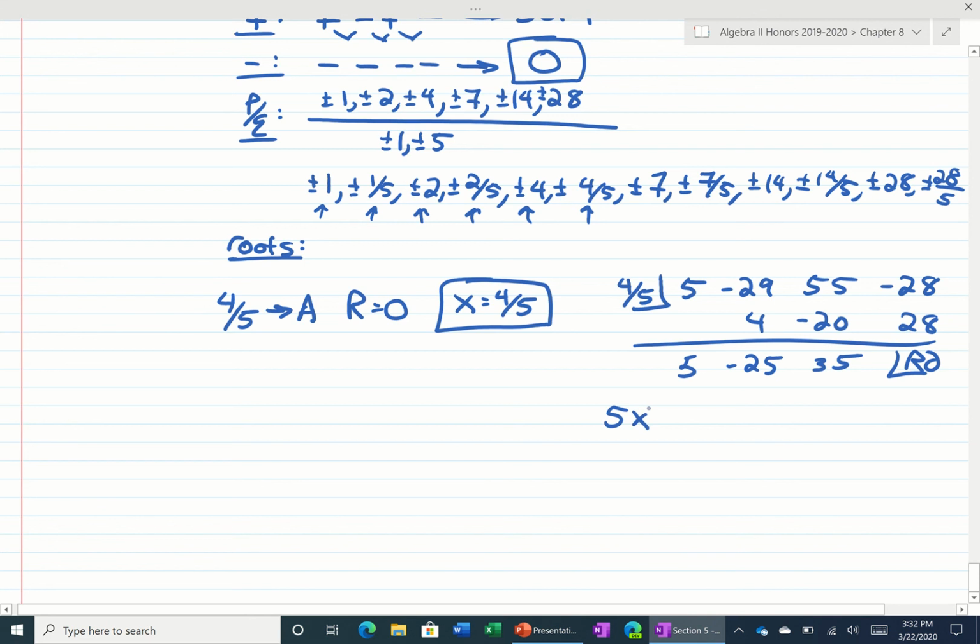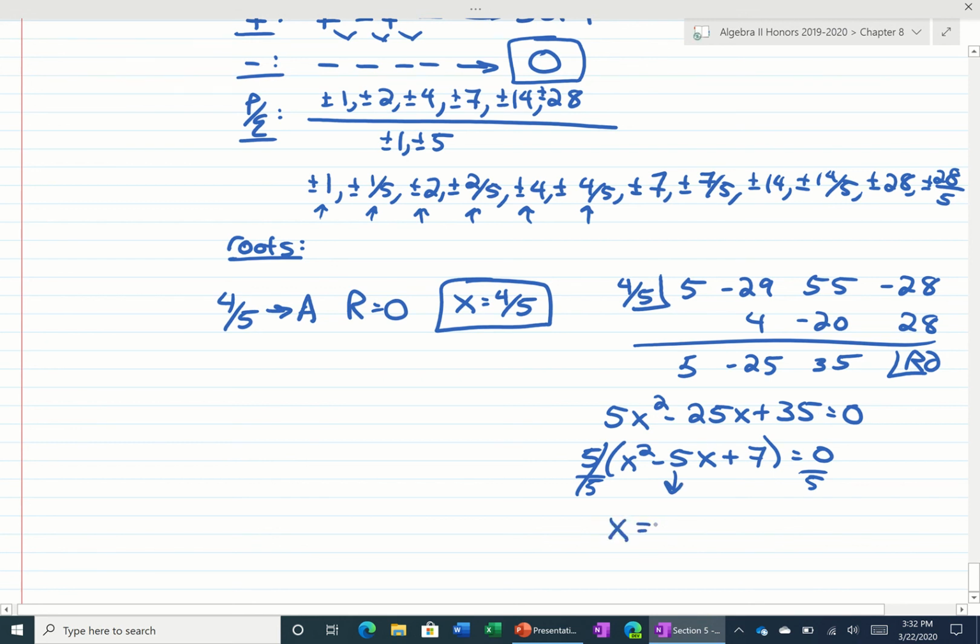So we get 5x squared minus 25x plus 35 equals 0. Let's factor out a 5. And if we divide by 5, we could find the remaining roots here. Completing the square would give us a fraction. So I'm just going to go ahead and use quadratic formula. The opposite of b plus or minus the square root of b squared minus 4ac, all over 2a.